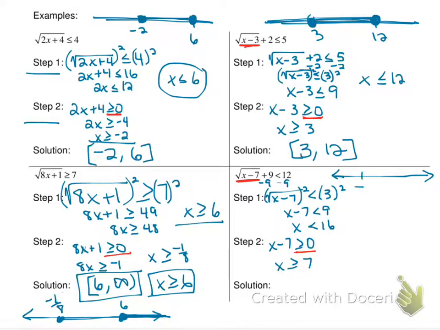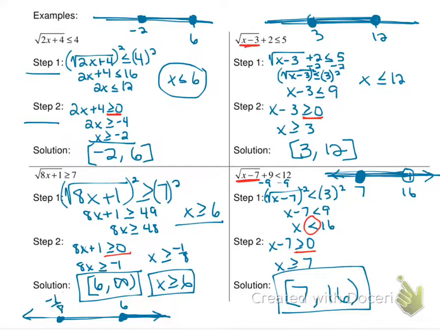Okay, I have 7 and I have 16. I want to be greater than or equal to 7 and I want to be less than 16. However, why is 16 an open circle? Hopefully you saw that right here it's not equal to, it's just less than. So it's an open circle. So my solution this time is 7 to 16. 7 has a bracket, 16 has a parenthesis because it was an open circle. Okay, so once again, all of these have two parts, the inequality and then the radicand.